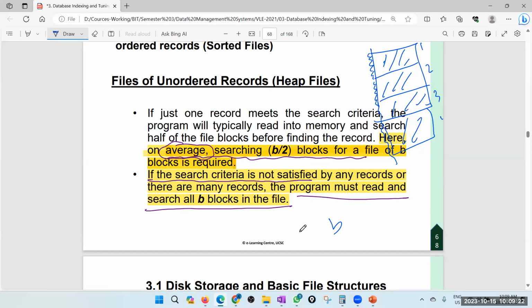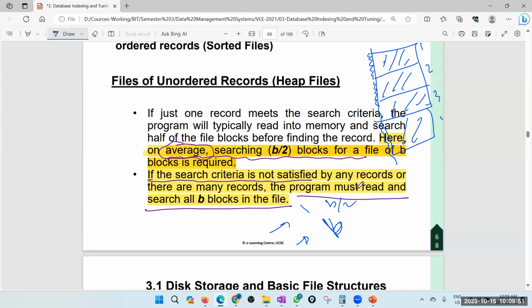That means if you have 100 blocks, maybe you look at the first block, second block, third block, and unfortunately the record was in the 100th block, the last block. So the worst case performance on the number of blocks accessed is B. Of course, the best case is 1, when you get the first block and the data is there. But what about the average case? Average case is therefore B by 2.